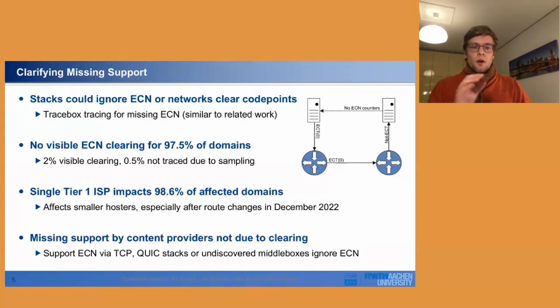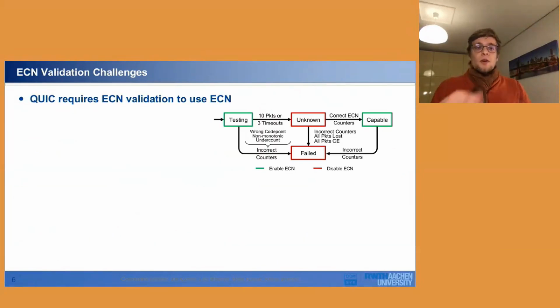But we can also see the missing support by content providers. These were not routed through this ISP, so it is not due to clearing. We even tested whether they support ECN via TCP. Most of them do. So either the QUIC stacks or undiscovered middleboxes on the path are simply removing ECN here. Okay, so now we see that a lot of QUIC stacks are not supporting it. There are also routers. But the next question is, just because ECN is mirrored, it doesn't mean that it's also used by our transport connections, because QUIC requires an ECN validation to use ECN.